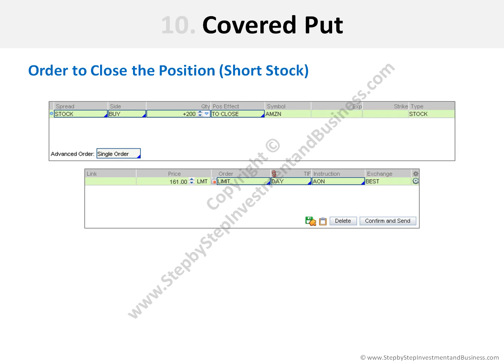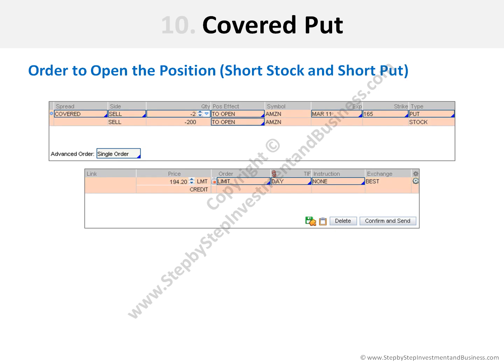Here is an example of the order we must enter to close the short stock position. It consists of buying the 200 shares of Amazon that we had sold short. In the side column, we select the action Buy to indicate the purchase of shares, and in the Position Effect column, we select the option to Close to indicate that we want to close an existing position.